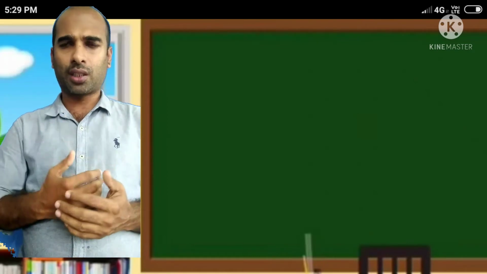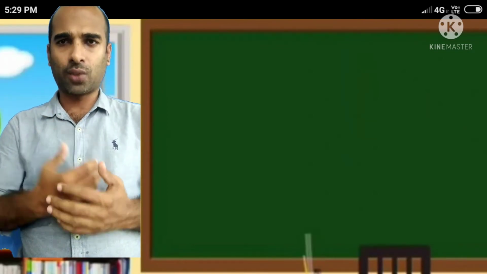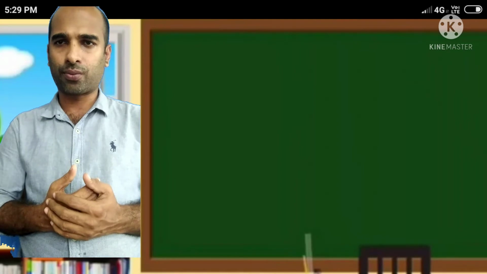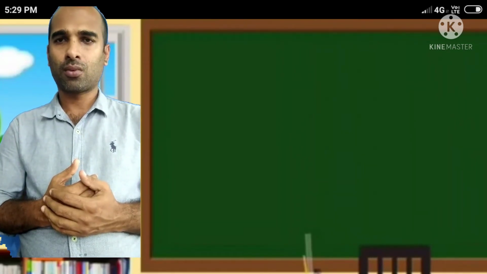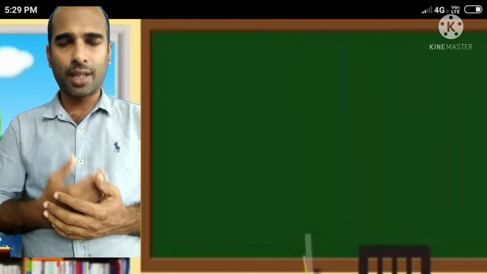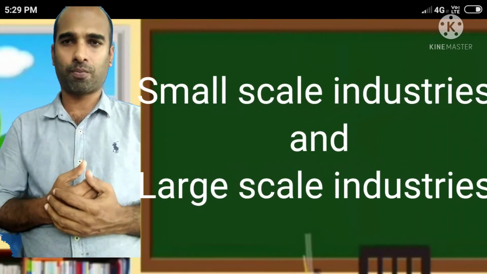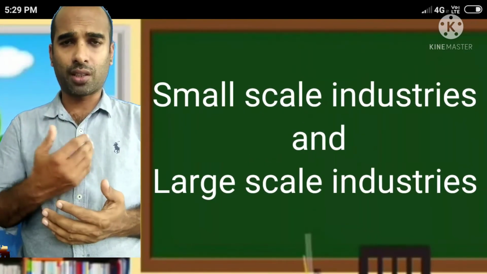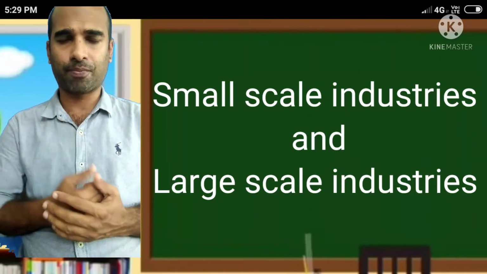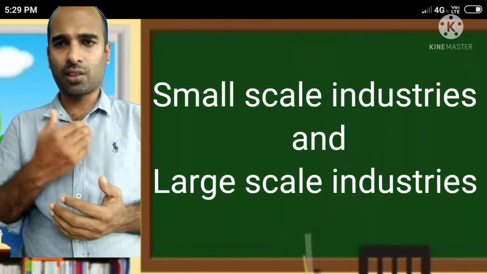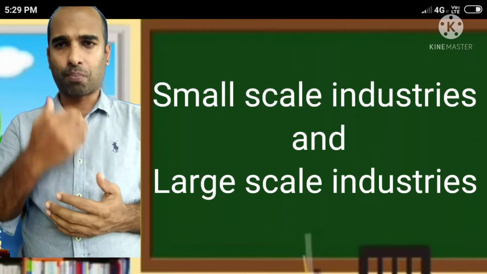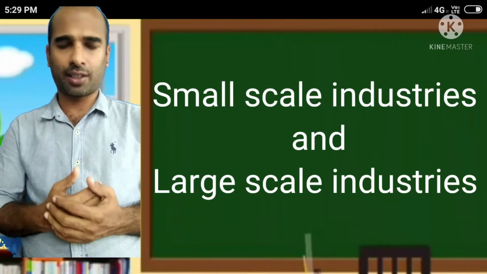Okay, industries can also be classified on the basis of size. For example, small scale industry and large scale industry. What is the small scale industry? As the name suggests, in small scale industry, the products are manufactured by hand.